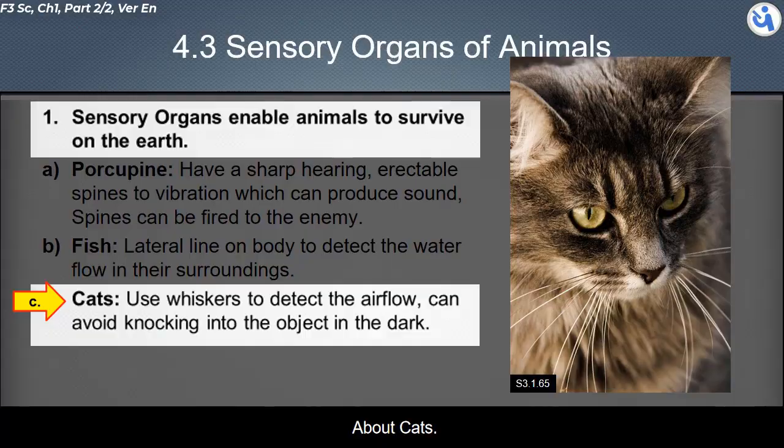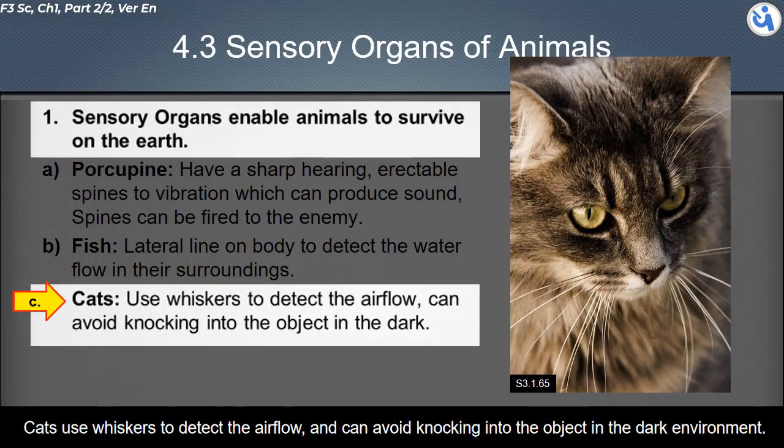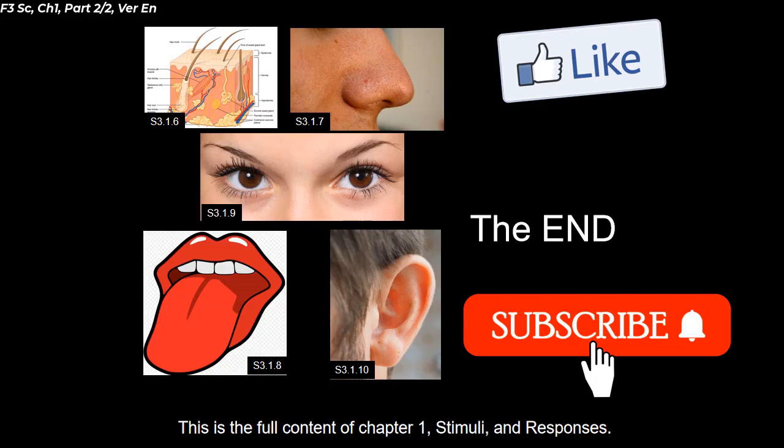About cats. Cats use whiskers to detect airflow, and this helps them avoid knocking into objects in a dark environment. This is the full content of Chapter 1, Stimuli and Responses.